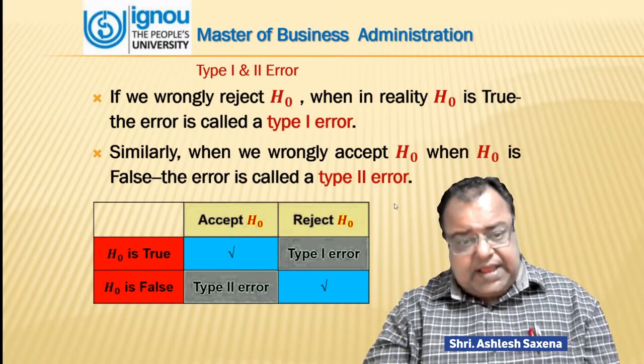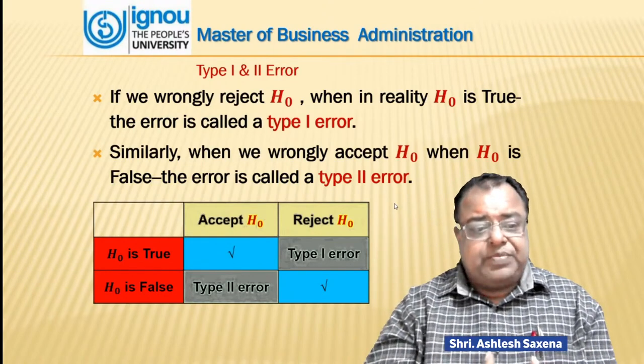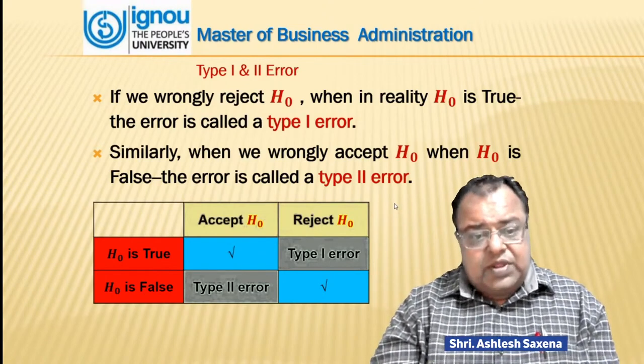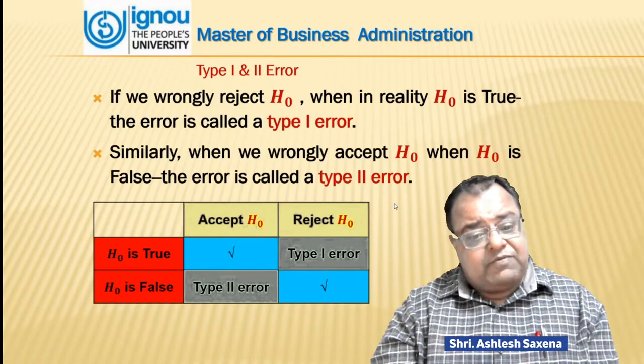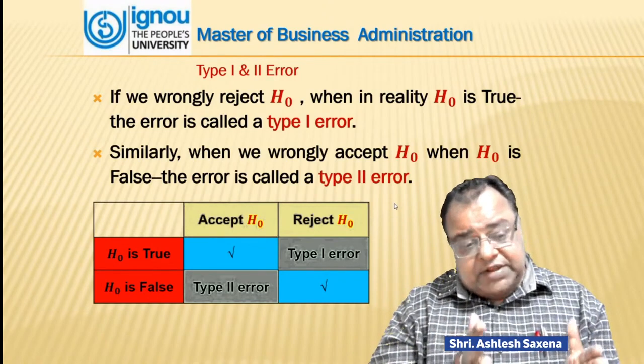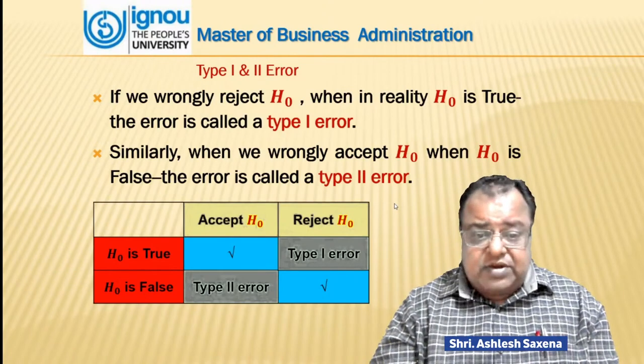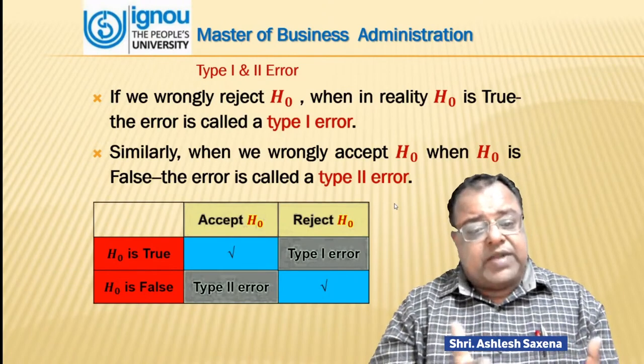So in the diagram here, we can see that if H0 is true and we accept H0, that is correct. If we reject H0 when it is true, that is type 1 error. And if H0 is false and we are accepting H0, that means it is a type 2 error.